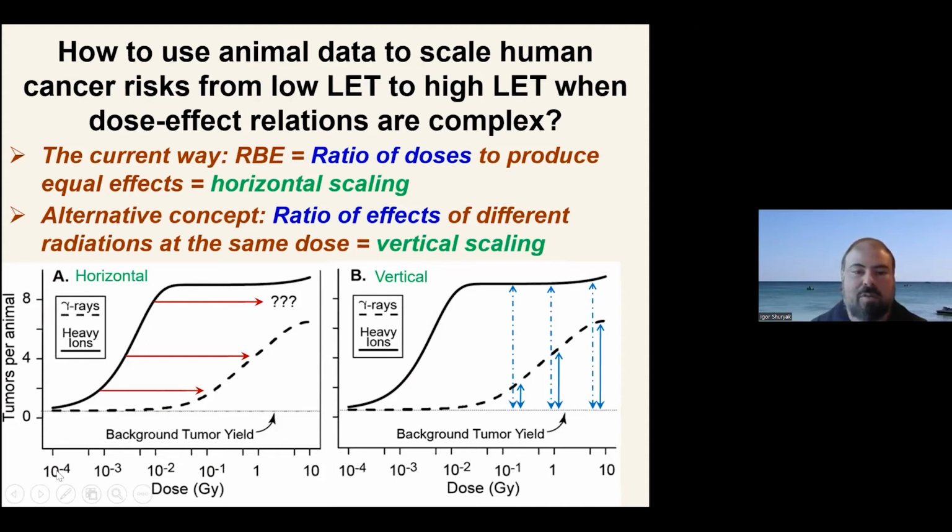So for example, here, the x-axis would be dose, and the y-axis is some type of response, for example, tumors per animal. And there is a dose response for gamma rays and a dose response for high LET radiation of interest. So the RBE concept involves scaling like this, taking, say, an effect here and comparing the doses. So what dose of gamma rays would give the same effect as this dose of high LET radiation? And the vertical scaling concept is different: you pick a dose of interest and compare vertically these arrows. This would be the effect for high LET, and this is the effect for photons.